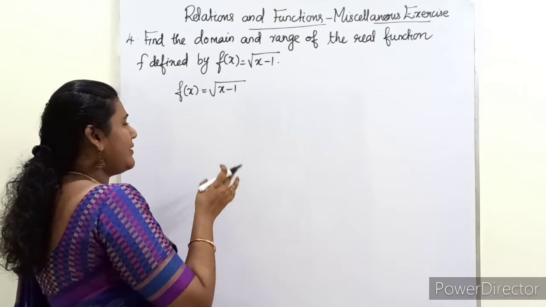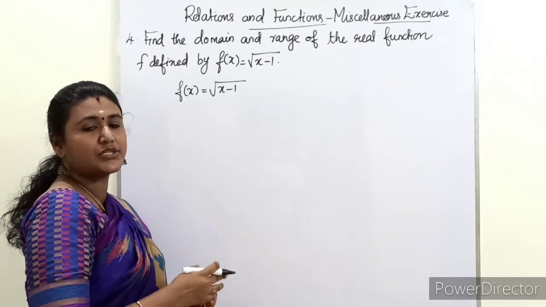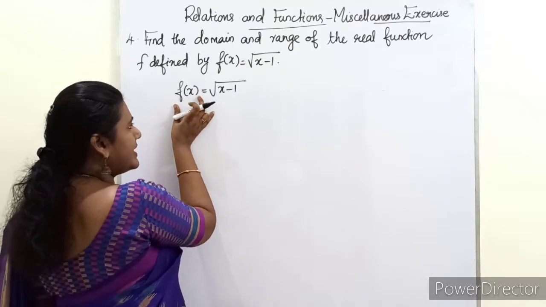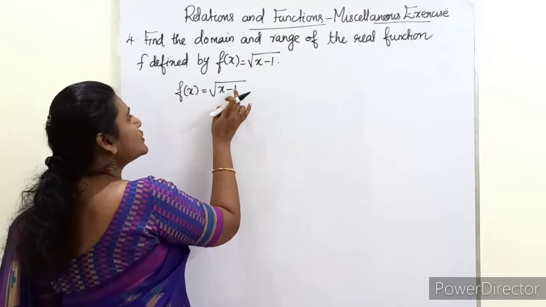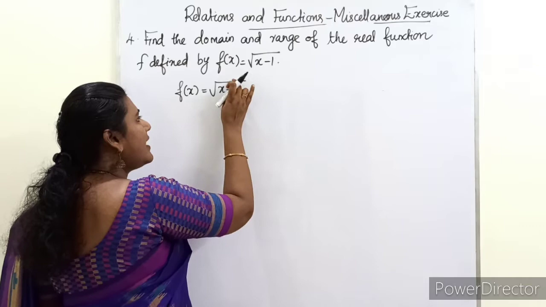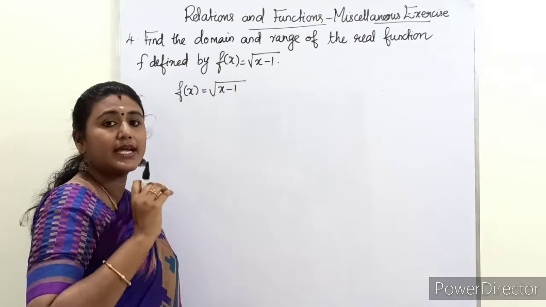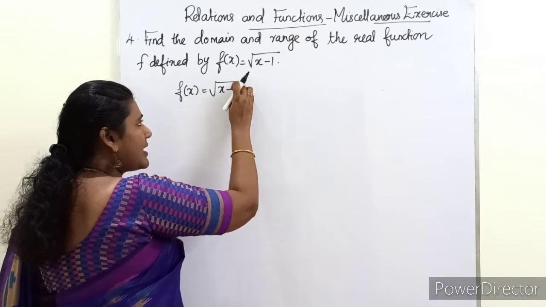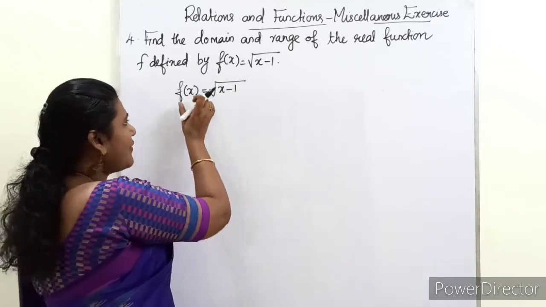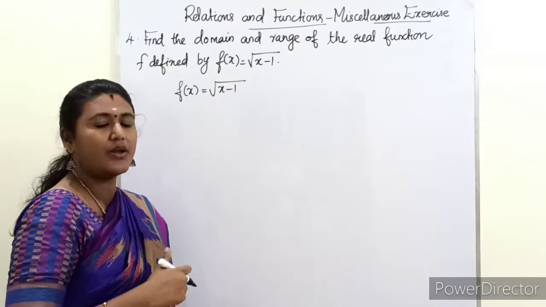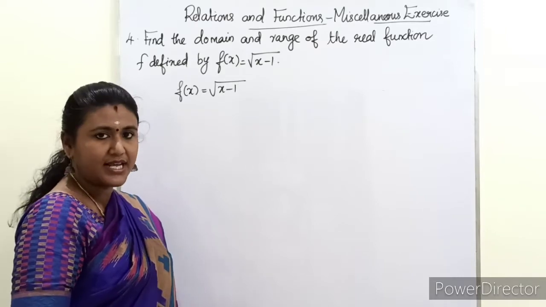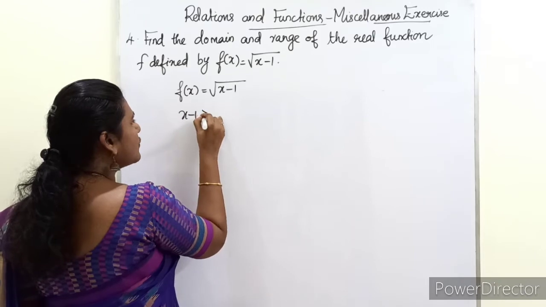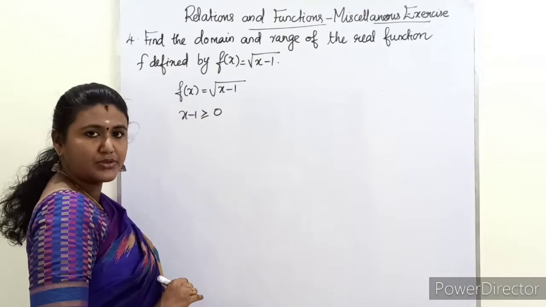We have already seen a similar type of question in exercise 2.3. If f of x should be a real number, since this is a real function, the expression inside the square root symbol should be greater than or equal to 0. If we get any negative number inside the square root, this f of x will not be a real number, or the function will not be a real function. So here the condition is that x minus 1 should be greater than or equal to 0.